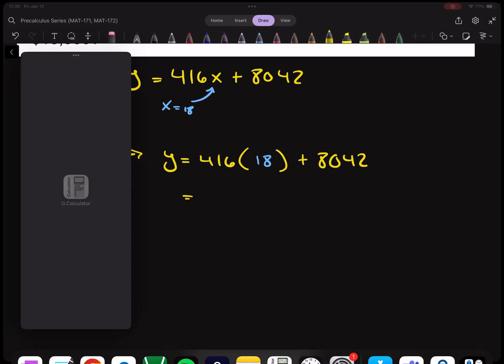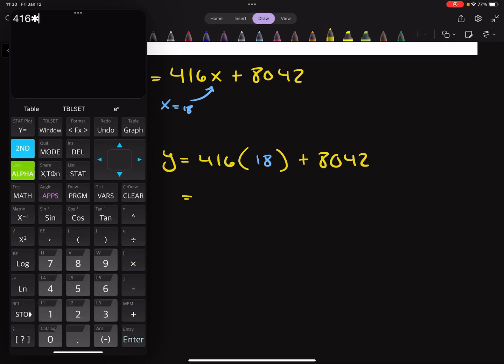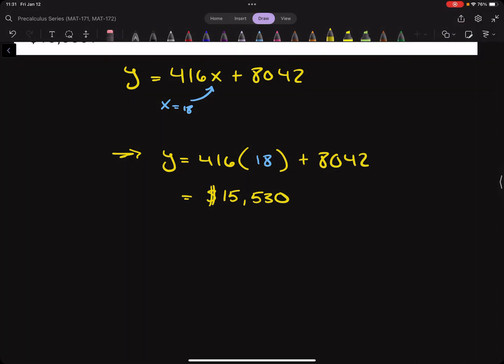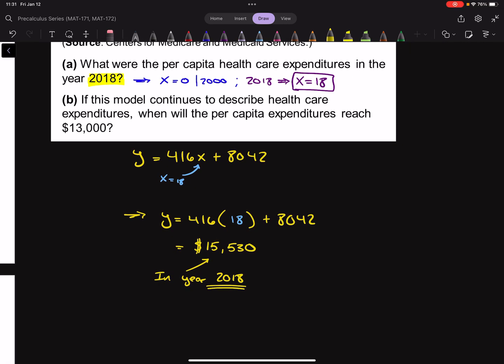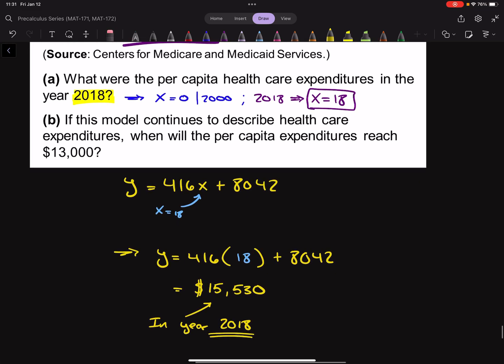So let's bring up our handy dandy calculator. 416 times 18 plus 8042. I end up with the healthcare expenditures in the year 2018 being $15,030 per capita. All right, so this is in the year 2018. It shows you a little bit how dated this might be, but it's all good.